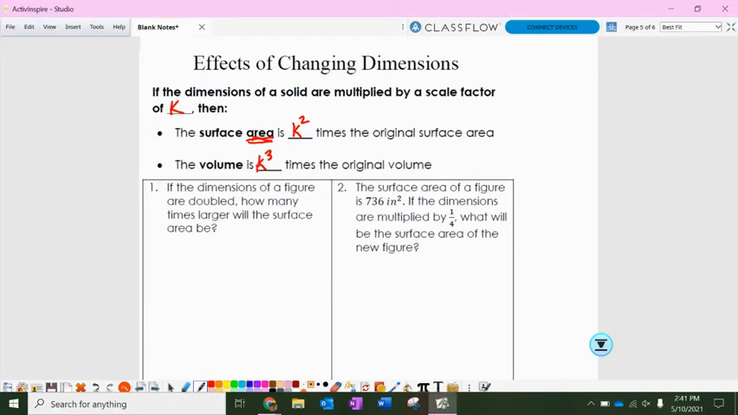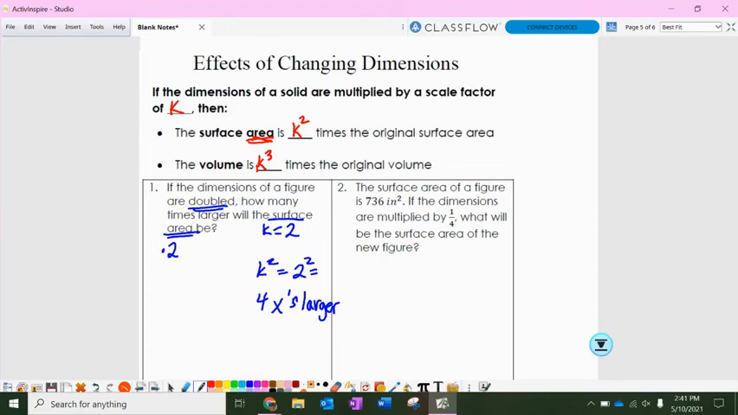So let's take a look at how that would work. Okay, slightly different kind of problem. If the dimensions of a figure are doubled, that means they're multiplied by 2. So 2 is my K value there. So here K equals 2, okay? How many times larger will the surface area be? Well, we know that the surface area will be K squared times larger. So that's going to be 2 squared, which is 4 times larger.